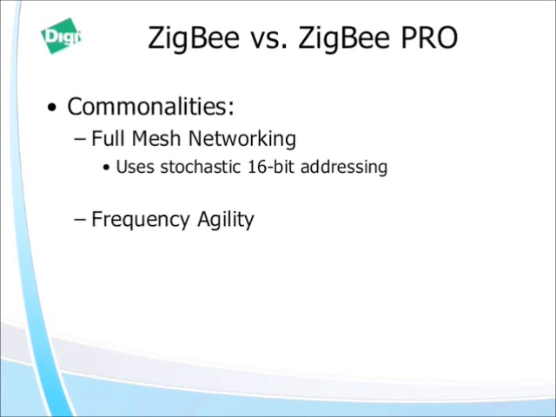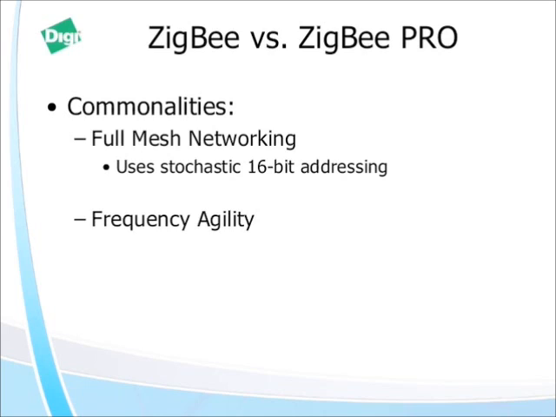Stochastic 16-bit addressing is essentially random addressing, and it ensures that there's not going to be a collision between any two nodes that pick their own address, and it allows for a much greater number of nodes on a ZigBee network. That was one of the changes in 2007. The other thing that 2007 provides for is this frequency agility feature. Frequency agility is the ability for an entire personal area network to change its channel should the RF environment actually change.